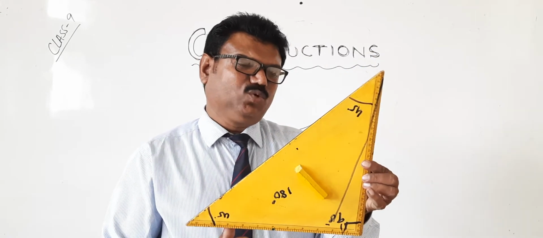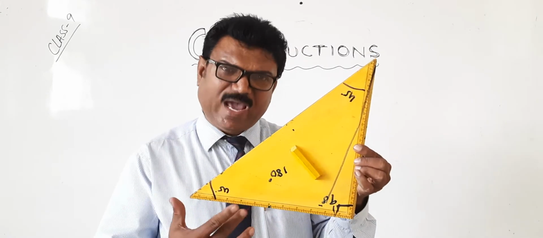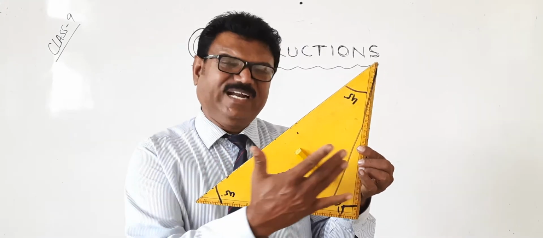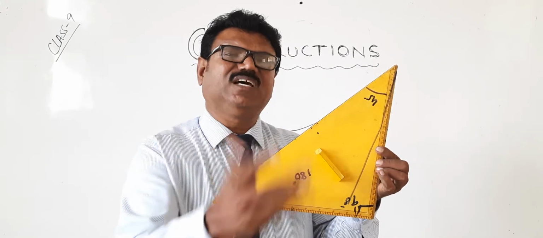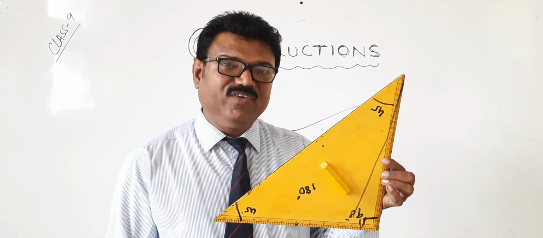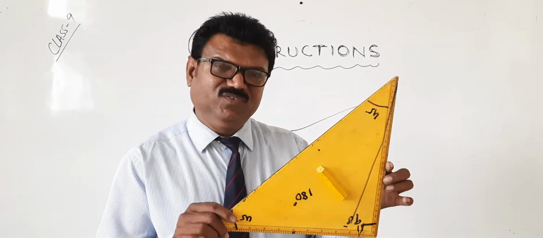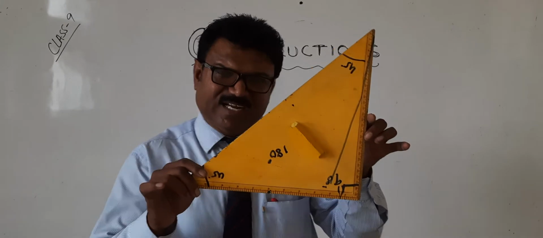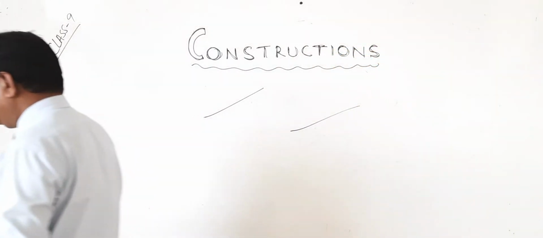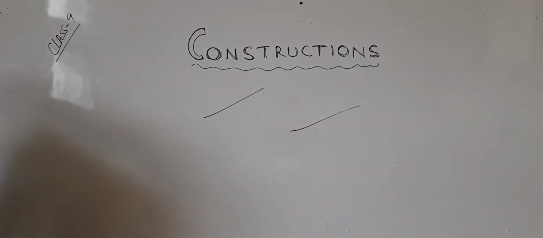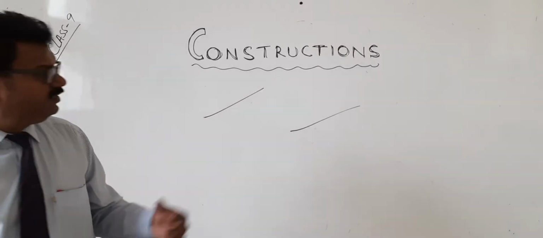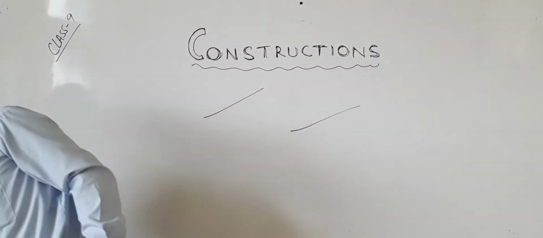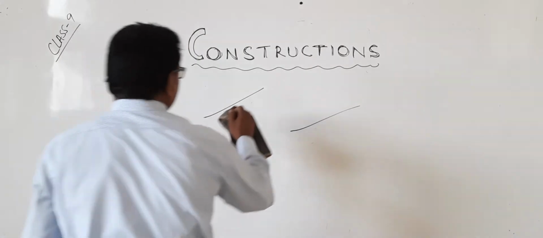Isosceles means two sides will be equal or two angles will be equal. When two sides are equal, it means opposite angles are also equal. Theoretically we have proved. Okay? Therefore, it is which type of triangle? Right angle, isosceles right angle triangle. So like this, we can use these geometrical objects to construct things.